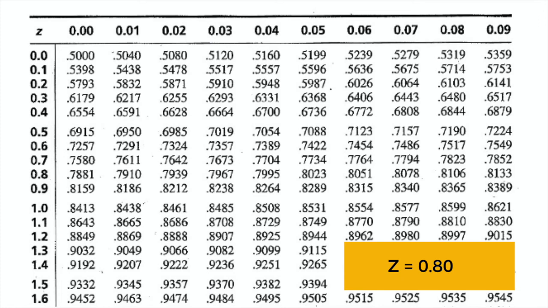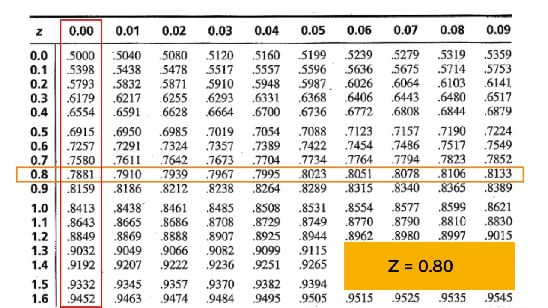So it basically divides your number into two parts. For our z-score example, it is 0.8. So you can locate it in the first column, 0.8. And since its hundredths place is already 0.0, you locate where 0.8 and 0.00 intersect, which is 0.7881.